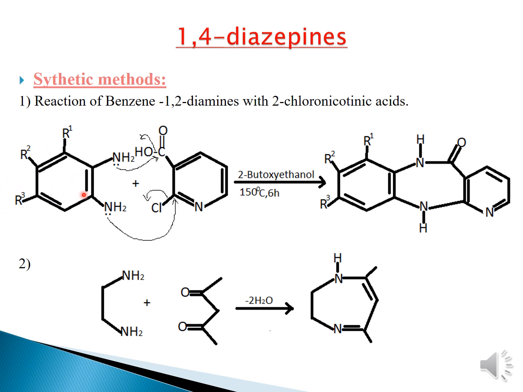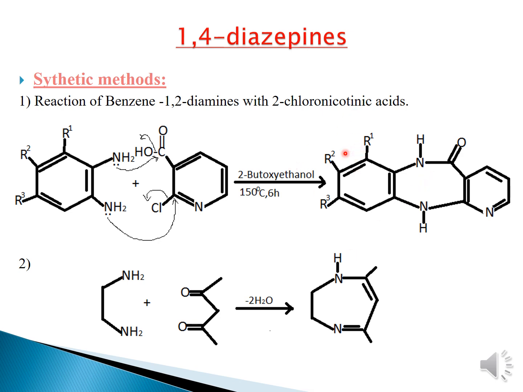So when this gets treated with chloronicotinic acid, in presence of butoxyethanol at 150 degrees Celsius for 6 hours, you're keeping it for 6 hours at 150 degrees Celsius. What happens here is this lone pair of electrons goes and attacks the carbonyl carbon. Meanwhile, there is a cleavage of a water molecule, H from here and OH from here gets cleaved out as a water molecule. And then this lone pair of electrons again goes and attacks the carbon atom over here, and then there is a cleavage of HCl. After the cleavage of HCl and H2O, there is a formation of one new bond over here, and one more new bond over here. So you will result in this structure, 1,4 diazepine structure.